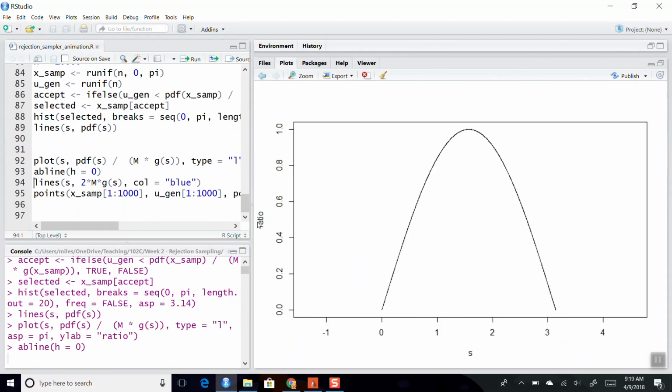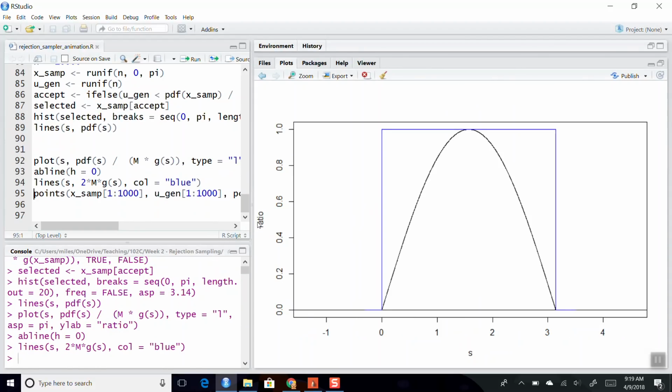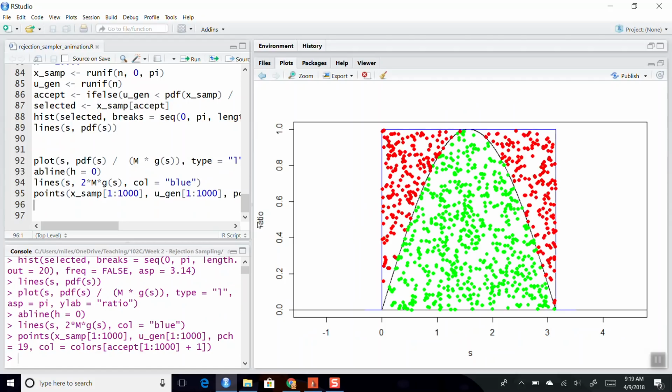And if we were to plot this, and this is all the points, you can see what it does. It just proposes values all over the place, and only those that fit under the PDF get accepted.